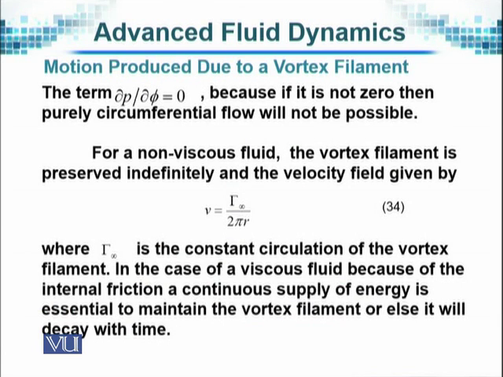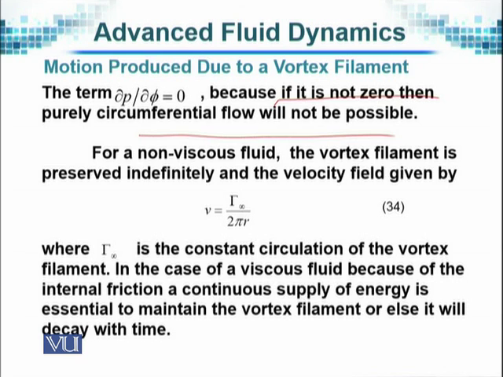The term for the pressure, dp by d phi, is 0. That means there is no variation of pressure in the angular direction, because if it is not 0, then it is not possible to maintain the circumferential flow that is occurring in the vortex filament.